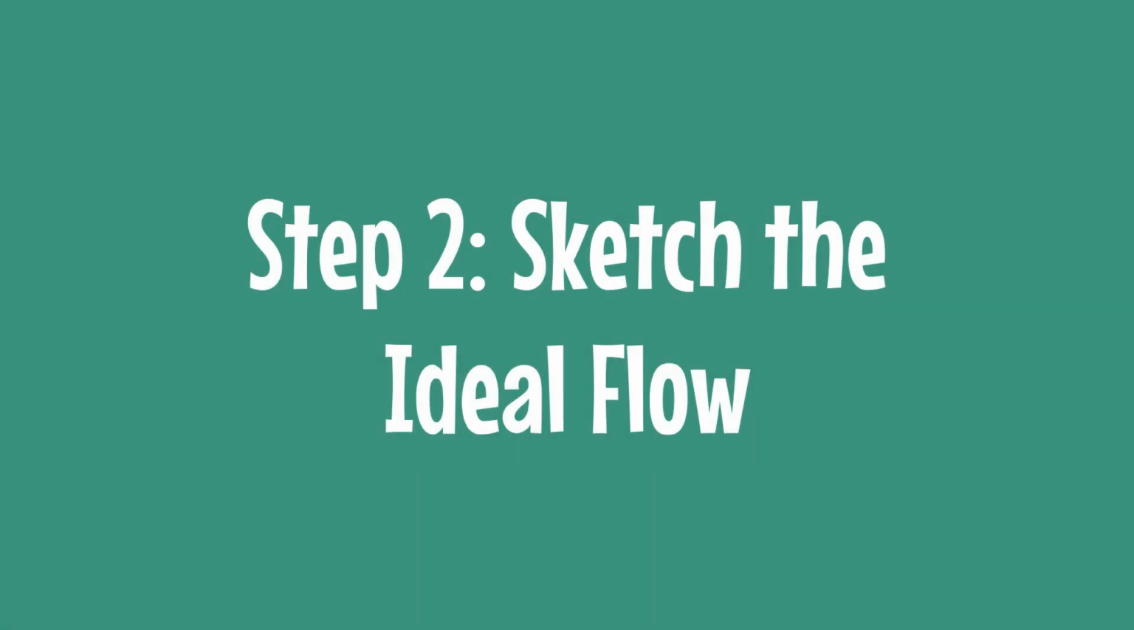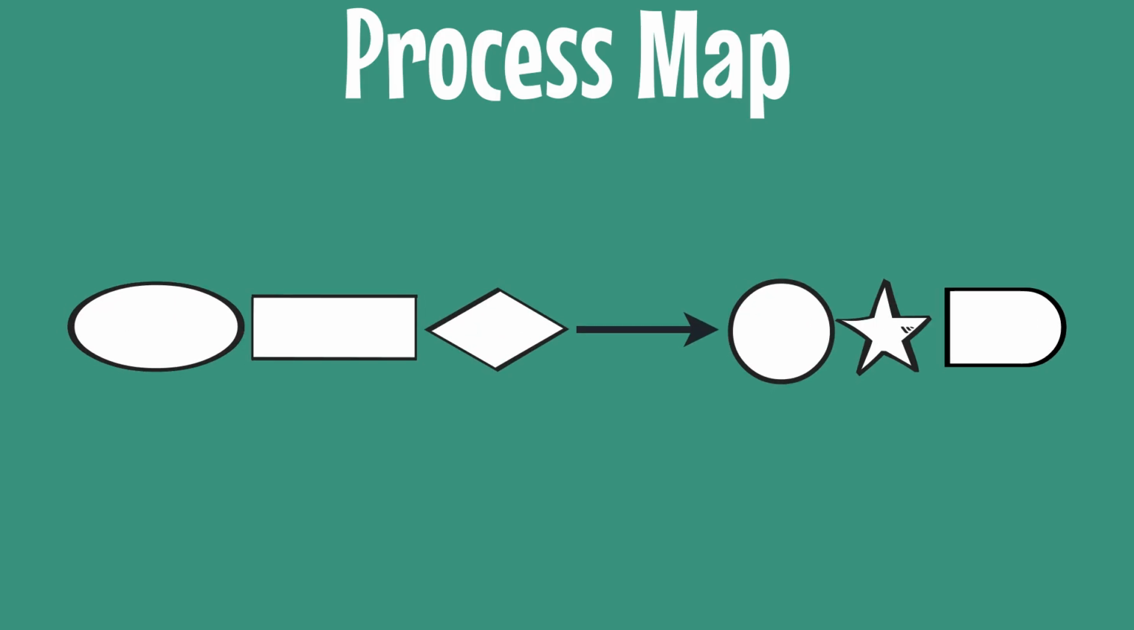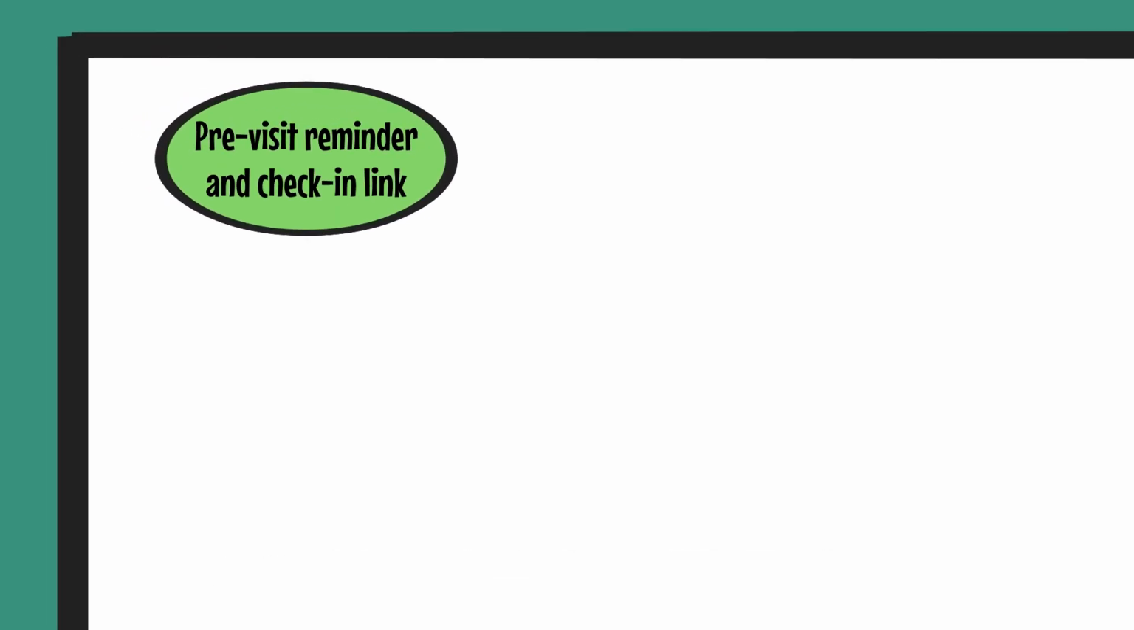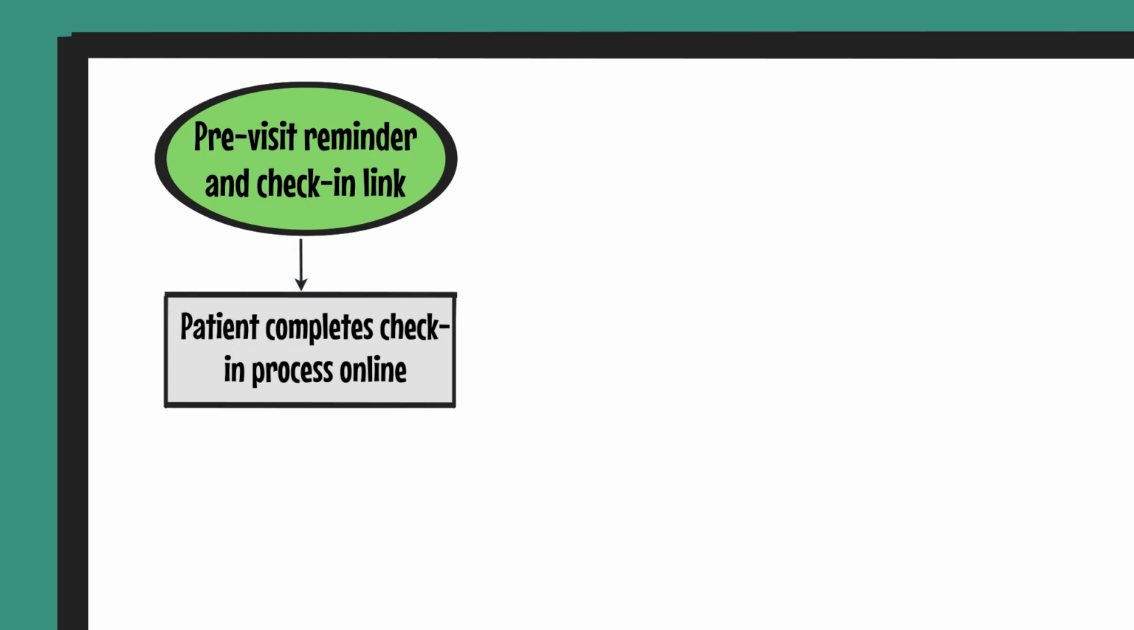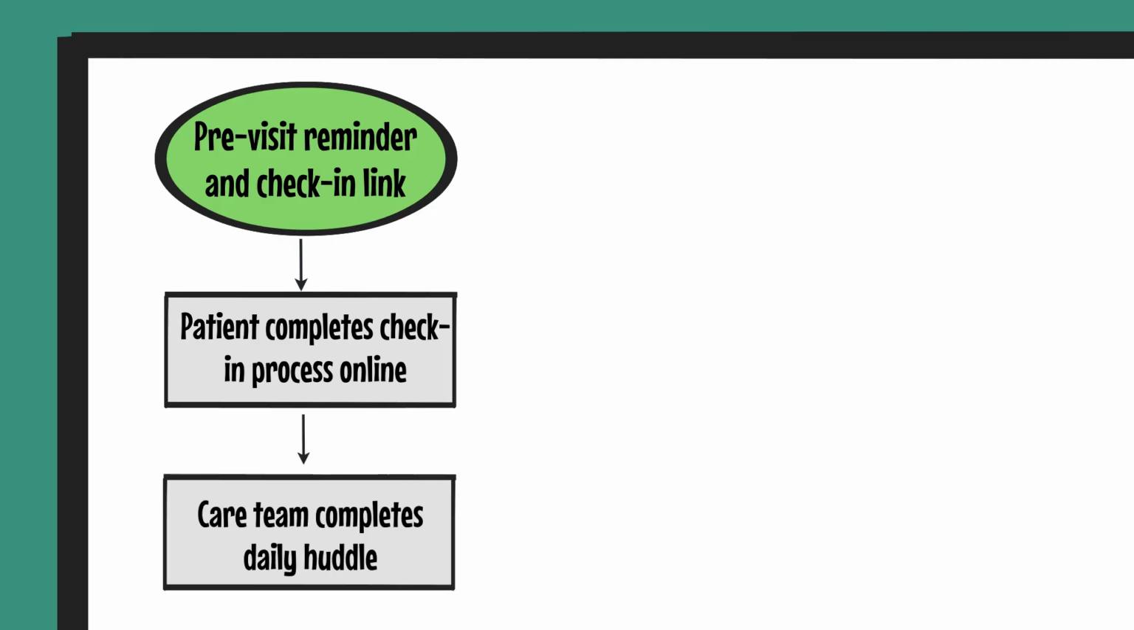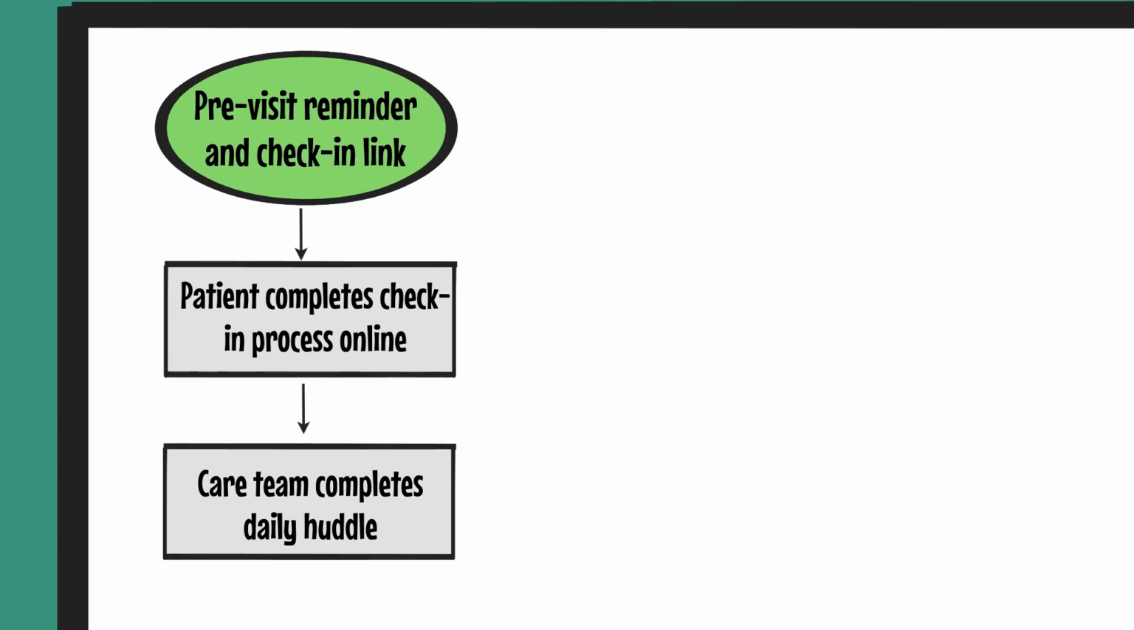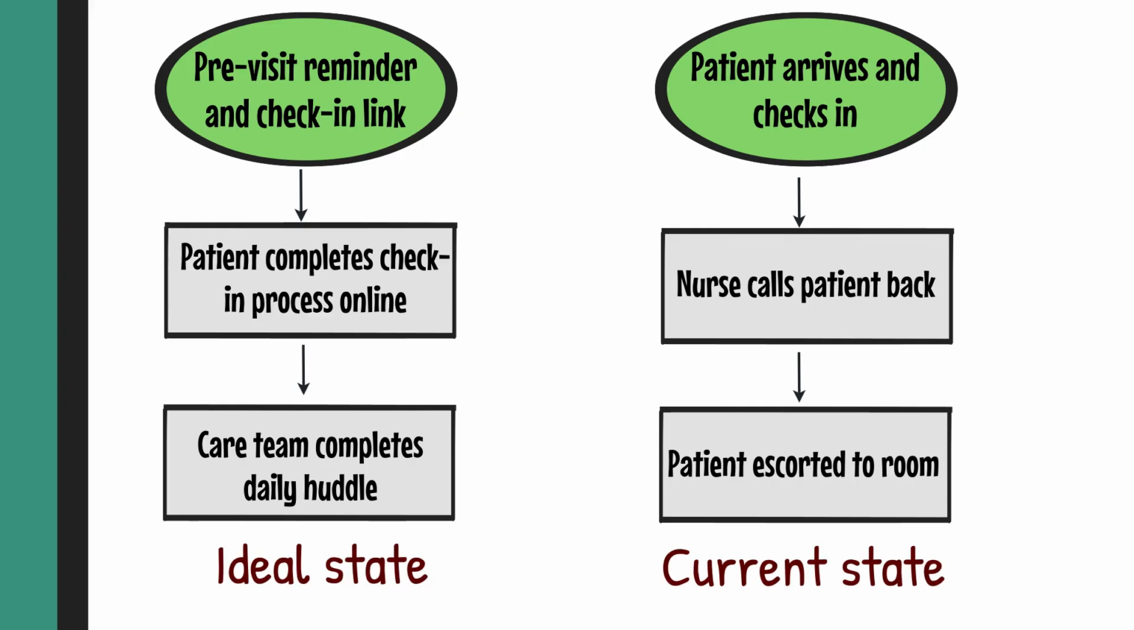Step 2. Sketch the ideal flow. Now your team reimagines the process using the same standard symbols to design a smoother, more consistent experience. The process starts. The patient receives an automated visit reminder with a pre-visit check-in link. The patient completes the check-in process online before the visit. The care team completes a daily huddle to review the day's schedule and anticipate needs. Note that these steps were not on the current state process map. Based on the feedback from frontline staff, current state findings, and best practices from literature, they were added to reflect the ideal state of the process.